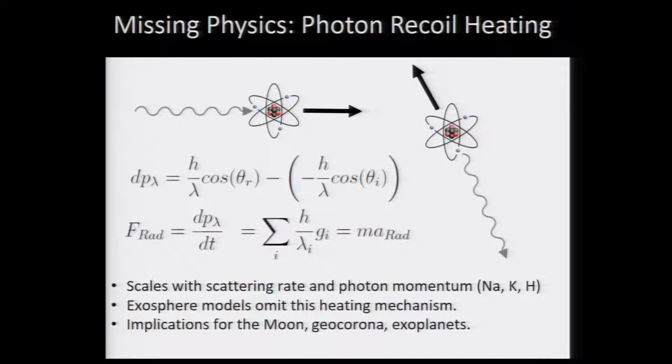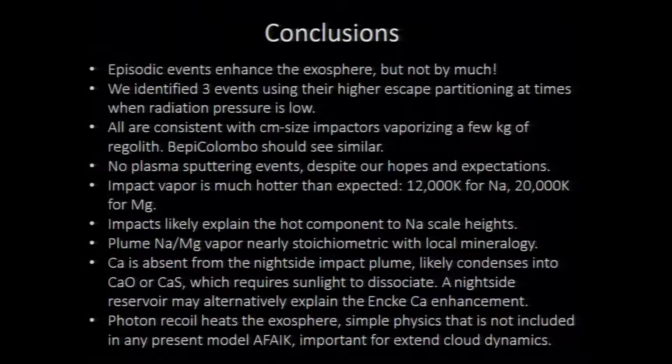I think it has strong implications for the lunar exosphere. And it shows up most in the species where there's a lot of resonance scattering: sodium, potassium, hydrogen. There are a lot of conclusions here. I think I'm starting to get pretty tight on time, and maybe I should stop there. And thank you.